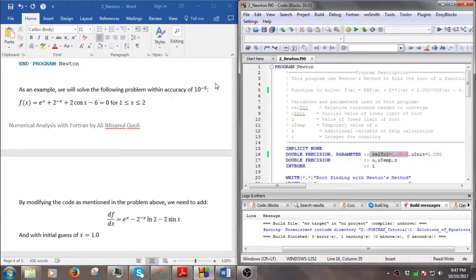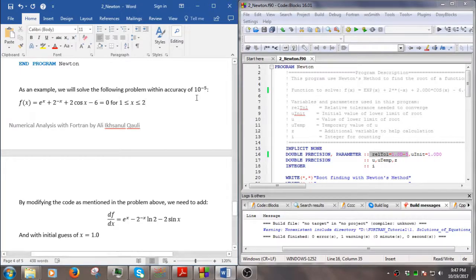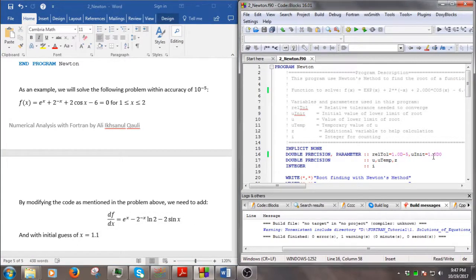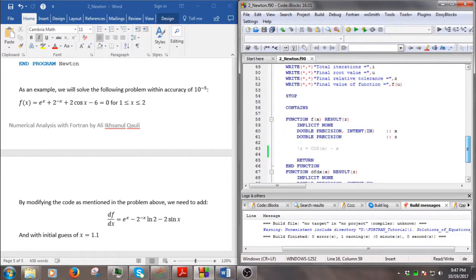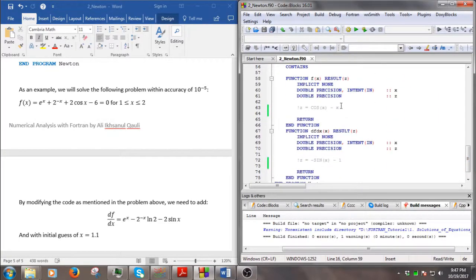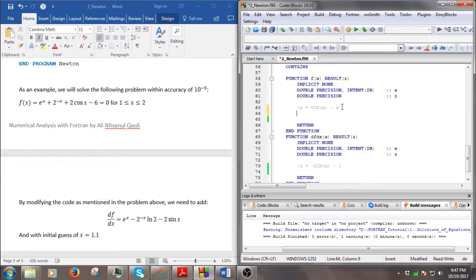And the initial guess. Because the root is located between 1 and 2, we can use 1.1 because it is between 1 and 2. So this is the initial guess we have, and let's change the function.